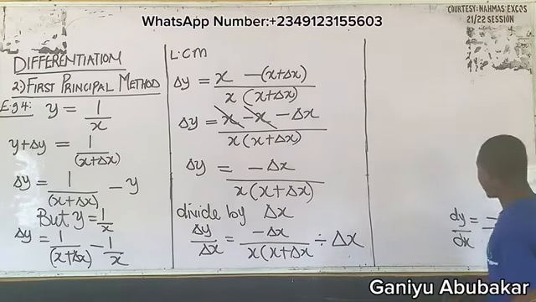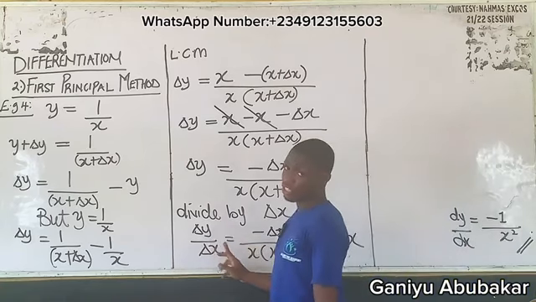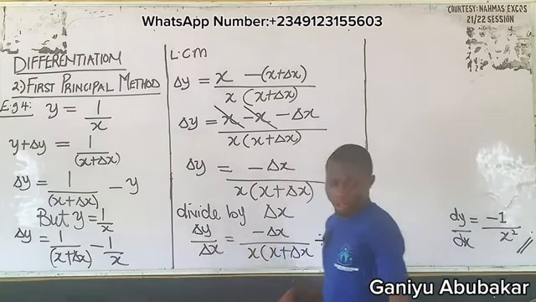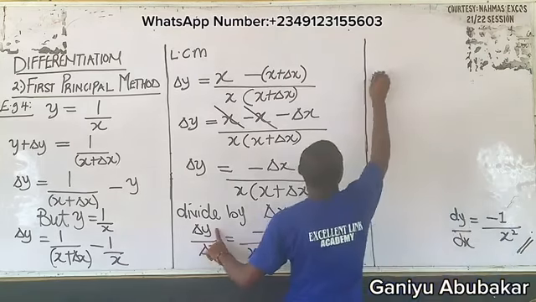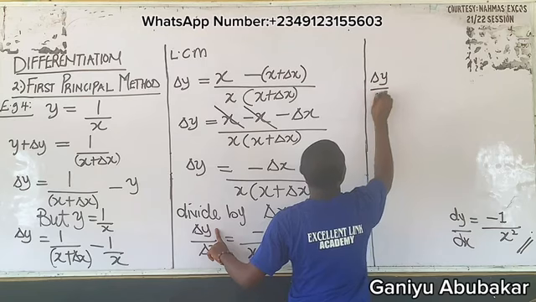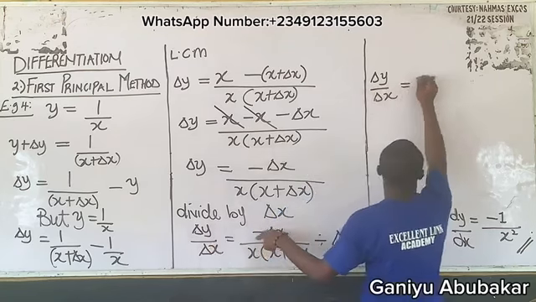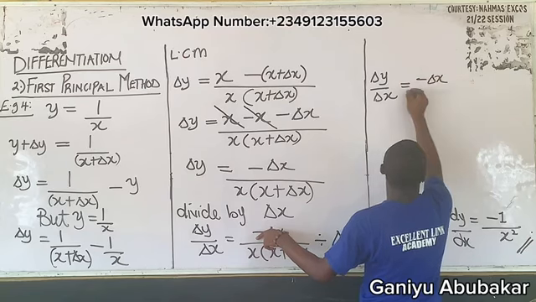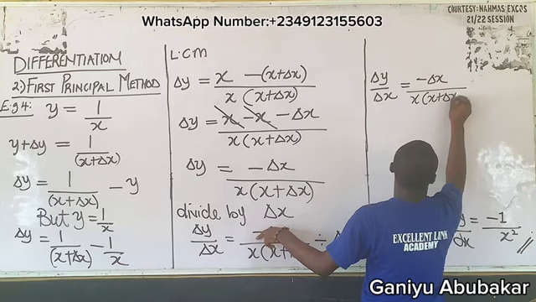And mind you also, we said the y over the x is the same thing as what? Change in y over change in x. That's the concept. Alright, from here now, I'll have these two expressions. Change in y over change in x is equal to, this one here becomes minus change in x all over x into x plus change in x.